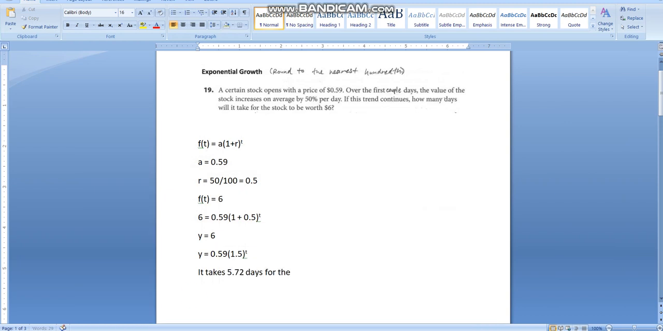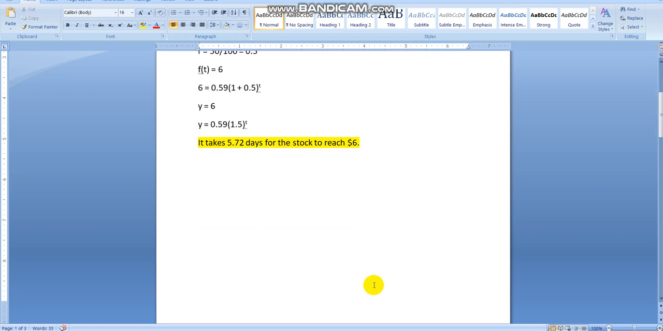5.72 days for the stock to reach $6. That's it, and that's your answer. You can just highlight that so you can see that. Okay, all right, so next one.